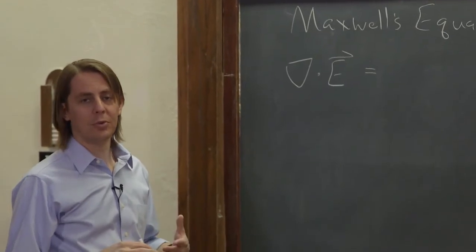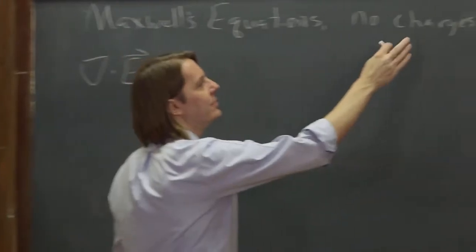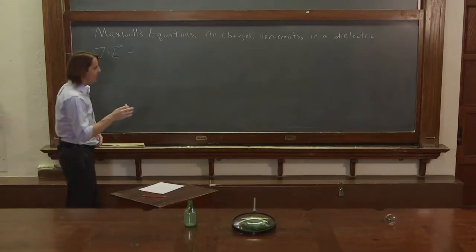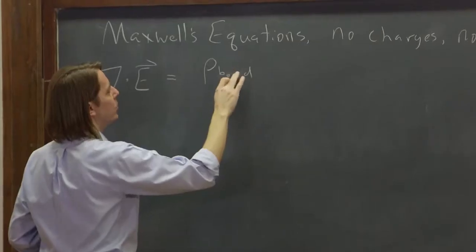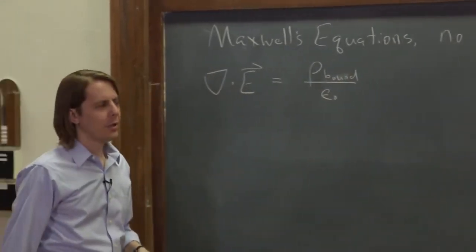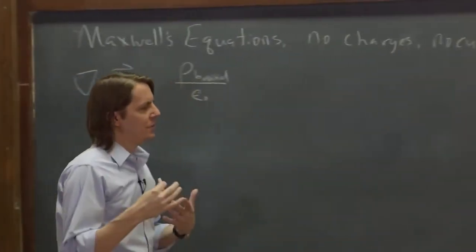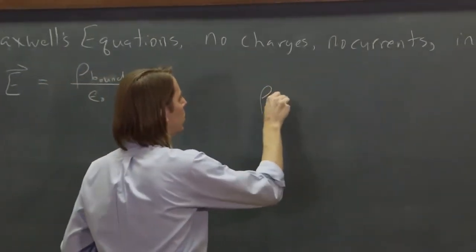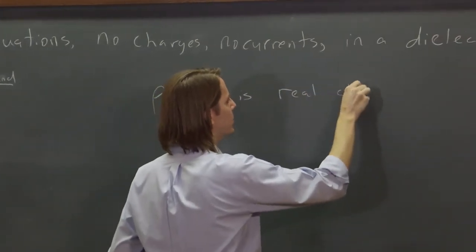In introductory physics, you'd say it's equal to the charge over epsilon naught. If you're talking about no charges, you say it's equal to 0. But now that we're in a dielectric, you say it's equal to rho bound, the bound charge, over epsilon naught. So what does rho bound mean? Let's see. Rho bound means the charge you get from polarizing the material.